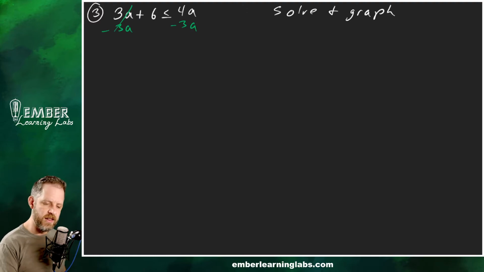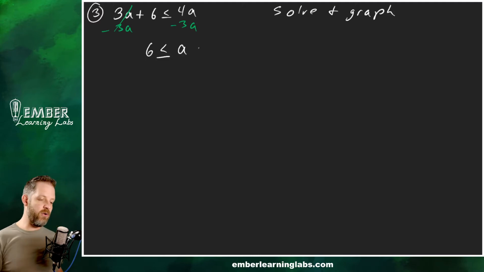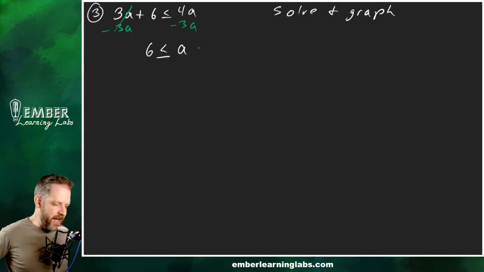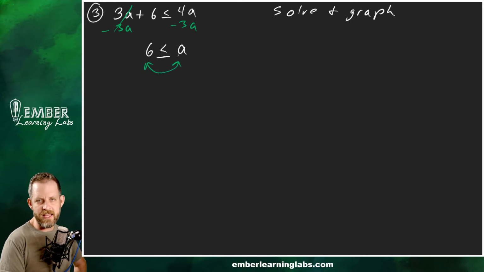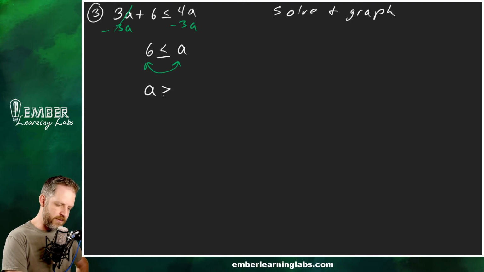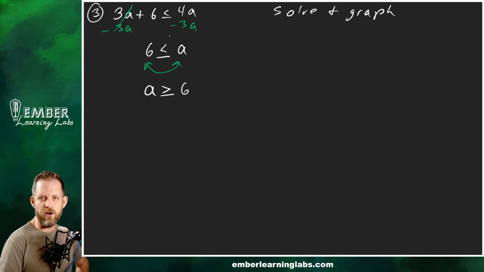This cancels, leaving us with just 6 is less than or equal to a. Now, we're supposed to graph this. In order to graph it, it is much more useful if we rewrite this with the variable on the left side, because then it's really easy to see what we're doing. When we flip this around, you've got to pay close attention, because it flips the inequality symbol. So the alligator mouth is coming over here, right? Make sure that's all fixed the way it was before you flipped it around.